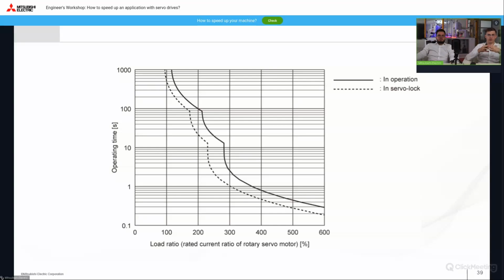This is important information when considering accelerating applications, because getting higher torque is one thing, but it is also important how long the torque can be generated. Of course, the motor's mean square torque must be in the nominal range, but the instantaneous overload torque can be applied to the motor according to this characteristic, which can be found in our documentation.